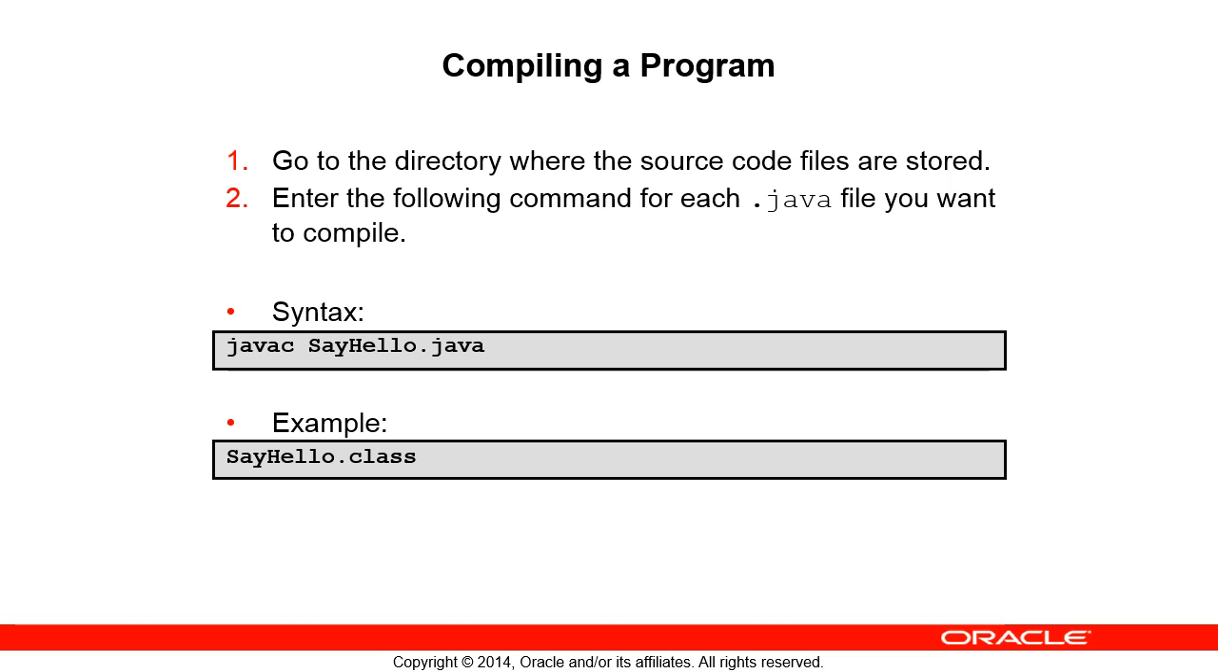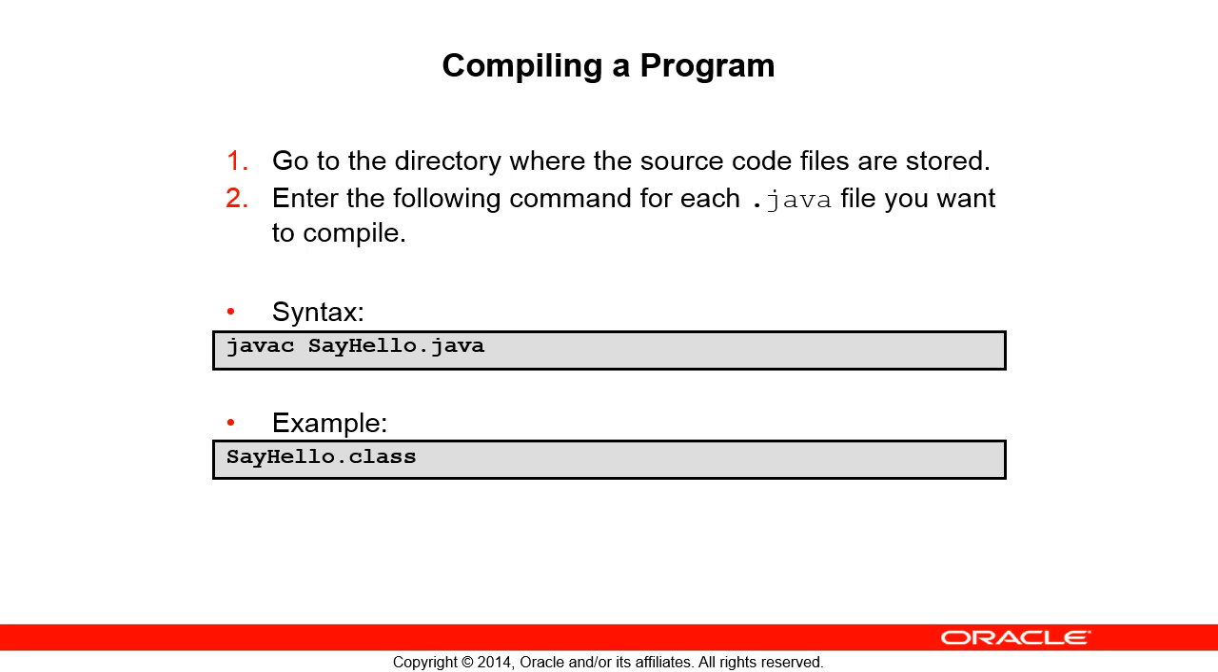Compiling converts the source file that you create into bytecode that can be executed by a Java virtual machine. The source file has a .java extension. It also defines a public class of the same name. For example, the class sayHello must be saved in a file called sayhello.java.